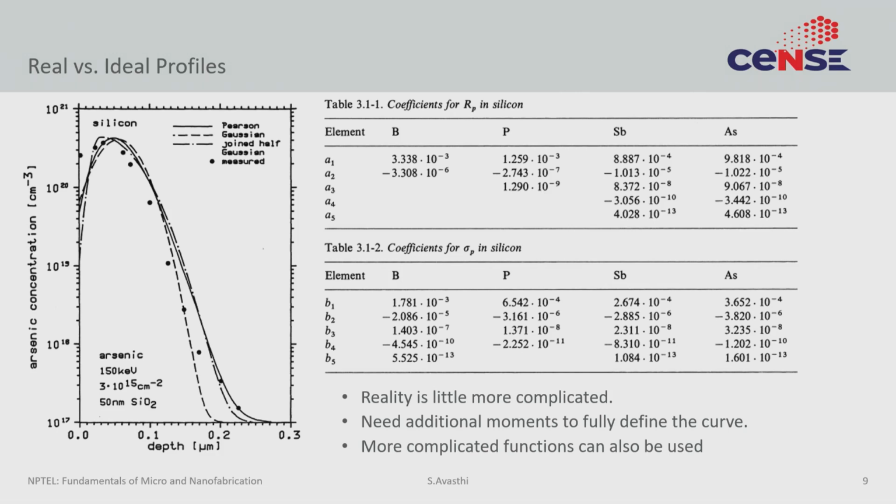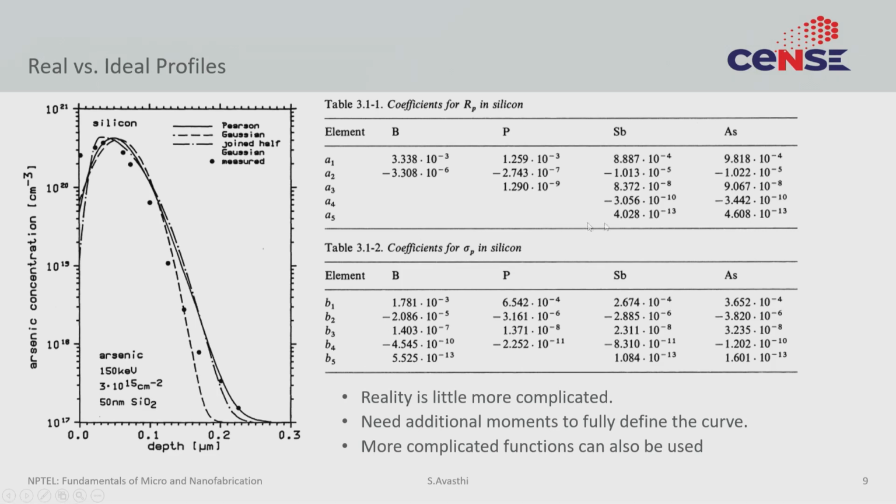You can then measure the second moment, and the second moment is typically the standard deviation. For things like Pearson and Gaussian, these two moments are enough to perfectly define it. However, for an arbitrary profile like that represented by this dotted curve or this dotted data, you have to start measuring higher order moments. So you can measure the third moment or the fourth moment, et cetera. And the more moments you add, the more accurate your profile will be.